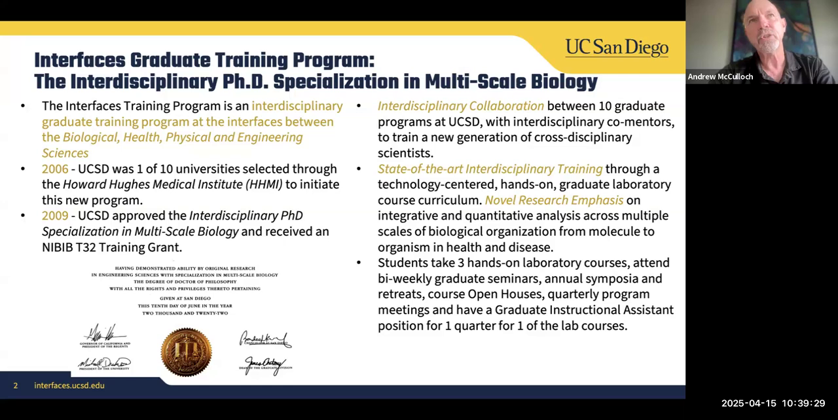So students join this program because they want to be immersed in the culture of interdisciplinary collaboration. They want to have the opportunity to work with students and faculty from different disciplines, because they see that that's the future of modern biomedical science.